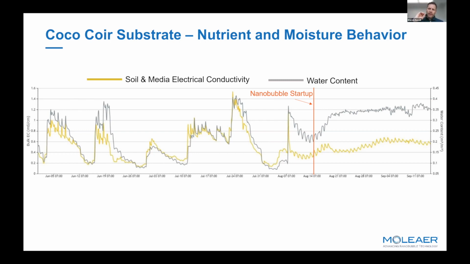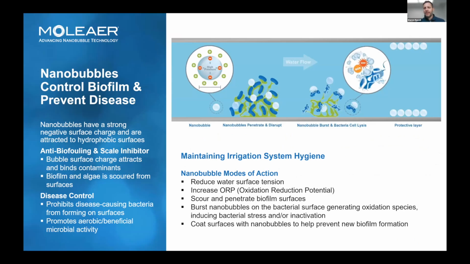Not only is there a separation between the water content and the conductivity, but the conductivity starts to stabilize in a way that is a lot more consistent. And this all has to do with the charge potential of the nanobubbles and being able to neutralize some of the charge sites in the coco and normalize the accumulation of salts or buffering in that substrate.